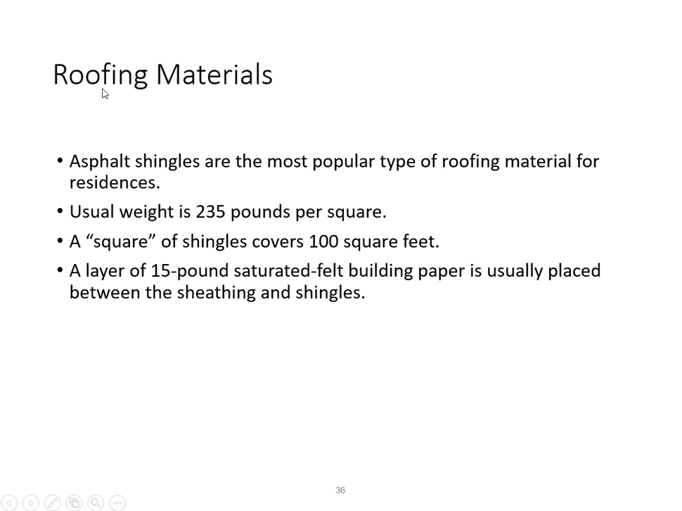All right, and then there's architectural type shingles that look like shakes, and they have other styles and colors and everything like that. The most common weight is 235 pounds per square. A square of shingles is 100 square feet. Okay, that's kind of the normal weight. The architectural shingles are heavier, 250 pounds, 260, something like that.